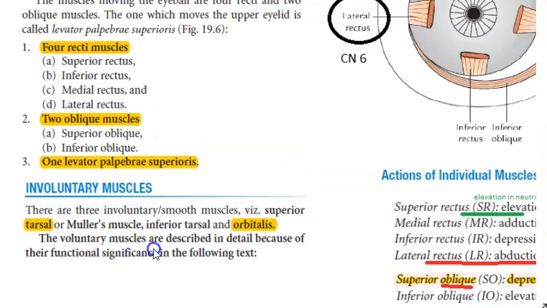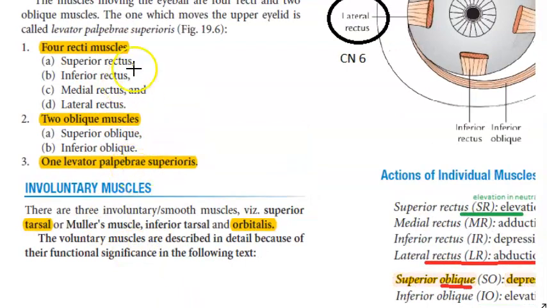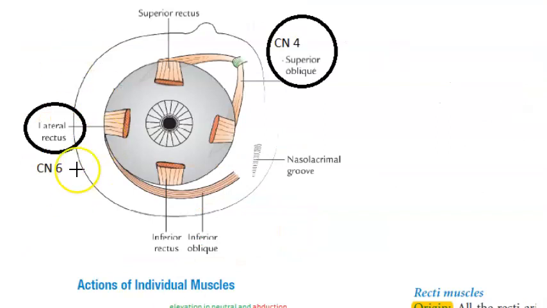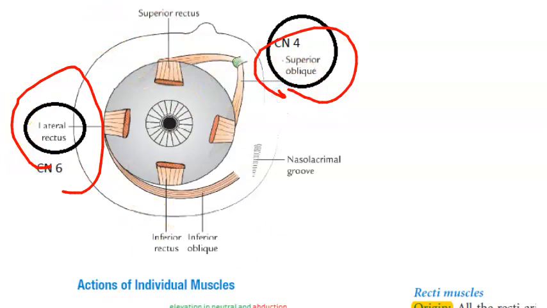Here the chances of forgetting these muscles are more, which you will write. So rectus and oblique you will write. Levator palpebrae superioris you should write. Superior tarsal, inferior tarsal, orbitalis you should remember. If they ask muscle names, don't forget, you write nerve supply also: LR6, SO4, rest 3.